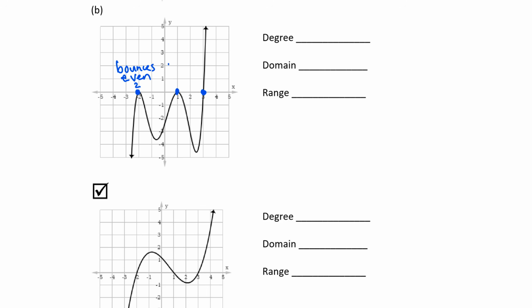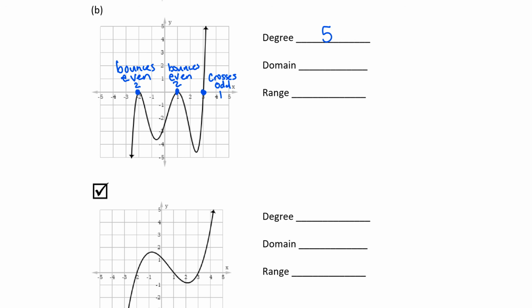That's going to be true for the second x-intercept. The graph bounces there, indicating even multiplicity. Therefore, minimum multiplicity is 2. At the last x-intercept, we observe that the graph crosses, indicating odd multiplicity, or multiplicity of 1. If I sum those values, 2 plus 2 plus 1, we get a minimum degree of 5. Now, as we did on the previous example, let's begin formulating the function.